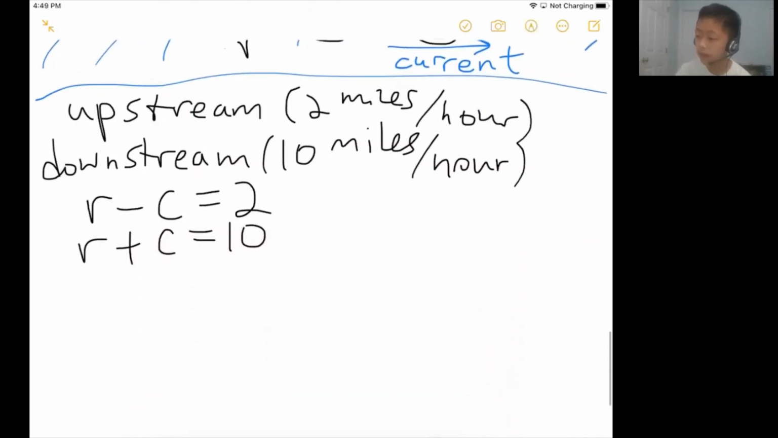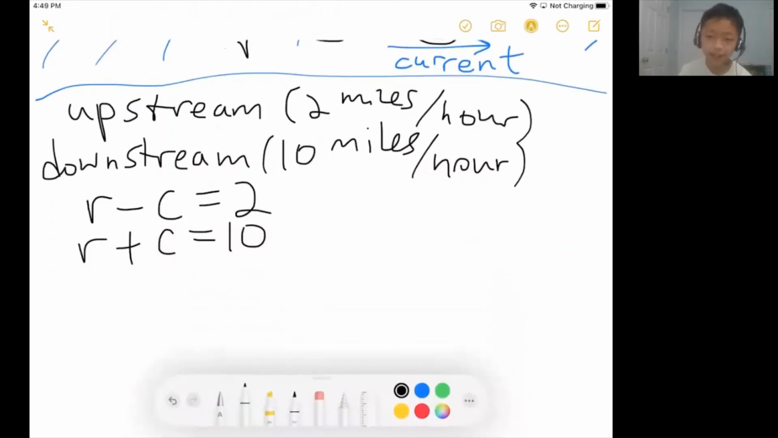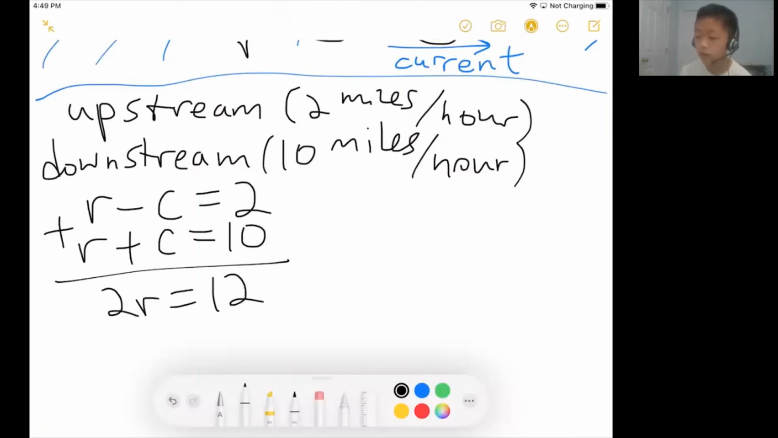So we can solve this pretty easily by using elimination for this system of equations, by adding the two equations. On the left side, you would have R minus C plus R plus C, that is 2R. And on the right side, you have 12. So dividing by 2 on both sides, you would get that his speed is 6 miles per hour, which is our answer.